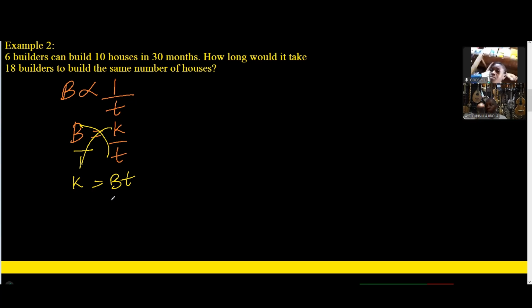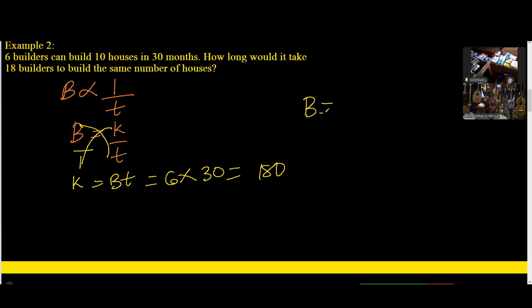Okay, sir. Good. What is the first value of the builders? 6, right? Yes, sir. How many months did it take them? 30. So 6 times 30 is 180. So our constant is 180. Then we can go back to b equals k over t. That is 180 over t.